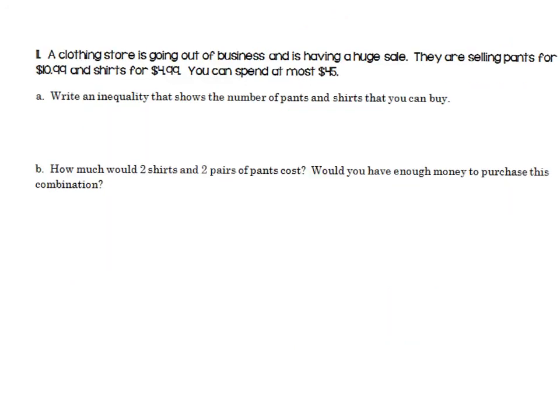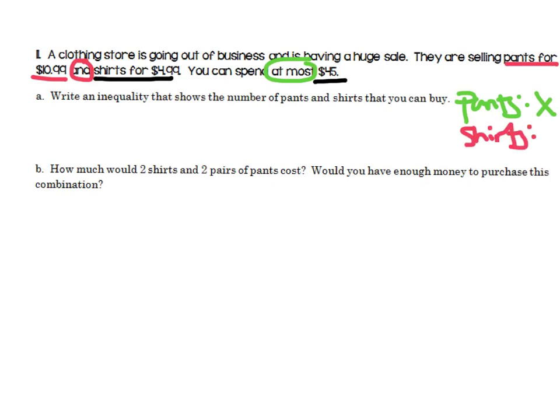A clothing store is going out of business and is having a huge sale. They're selling pants for $10.99 and shirts for $4.99. You can spend at most $45. So let's go ahead and write this inequality. Notice the two things that we're talking about are pants, and we'll let that be our X, and shirts, and we'll let that be our Y. So how much do we spend for pants? $10.99. So 10.99x, and we know and means plus.